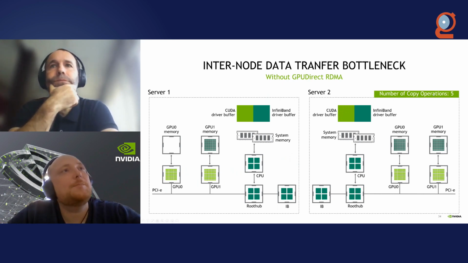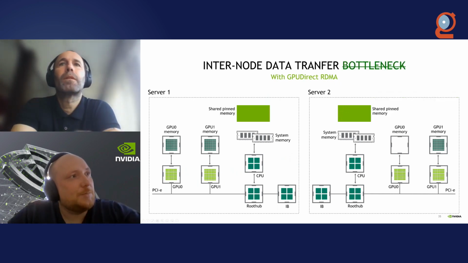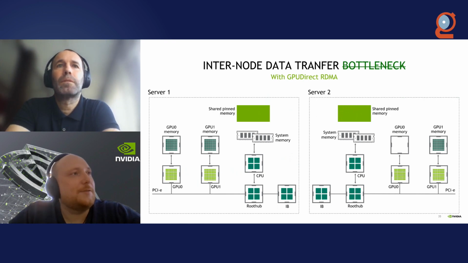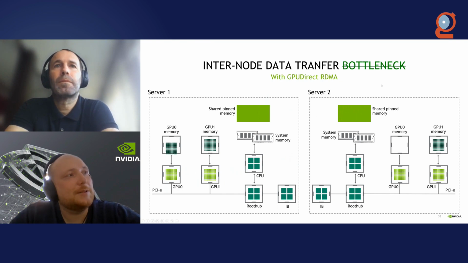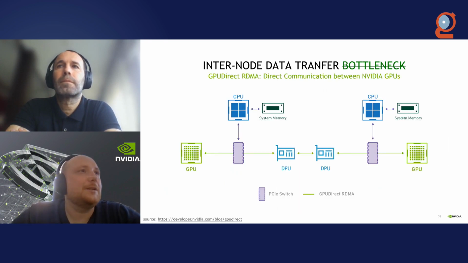Now we have 5 copy operations, and let's have a look at what happens if you use NVIDIA GPUs attached to NVIDIA networking or Mellanox InfiniBand devices. We can basically take the data and copy it directly over the network, over the PCI Express bus, directly to the target GPU. One copy operation. And this is more or less 5 times more efficient in terms of how many copies you need.